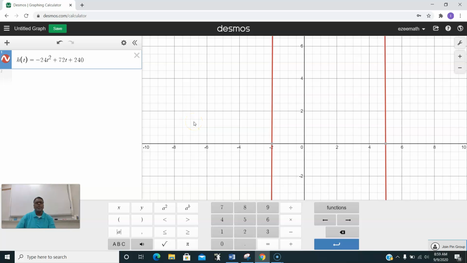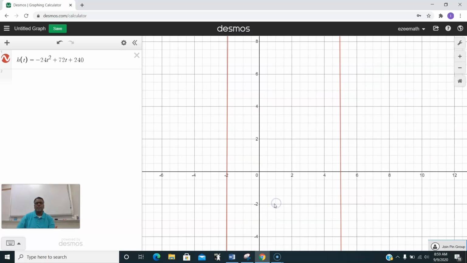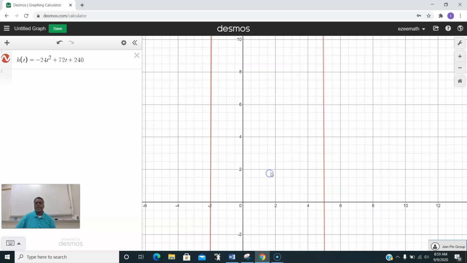All right, now you look at my graph. It is not at all looking good. I can see my x-intercepts, so this is negative 2 and 5. But the maximum height, how far it is reaching, I cannot see right now. So what I can do is type in my values in the settings. I'll go to the settings and try to get a value which is reasonable to me.